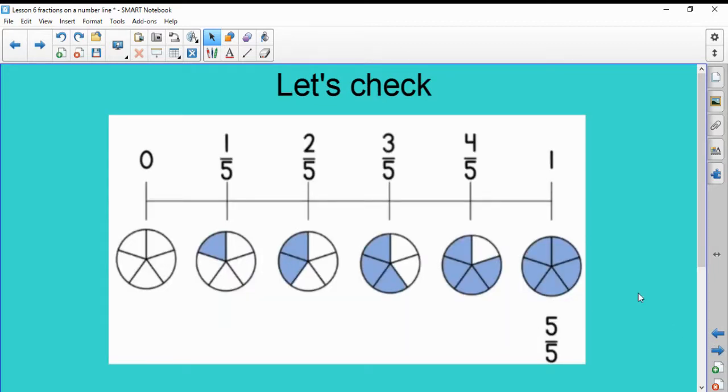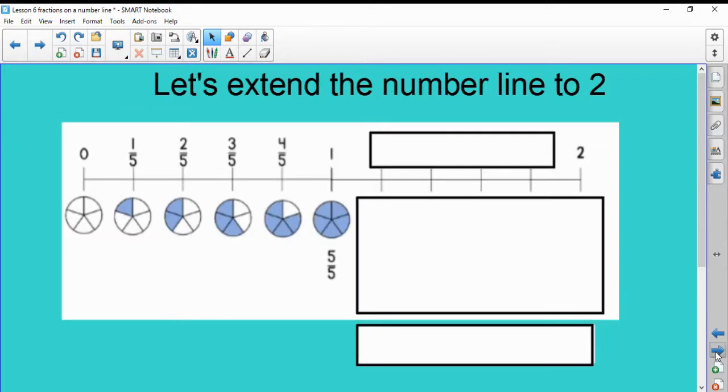Well, let's check. Yes, it was cut into 5 equal parts. And we write those in fractions: 1/5, 2/5, 3/5, 4/5, a whole. In pictures, we can draw a circle that's cut into 5 sections with 1 shaded, 2 shaded, 3 shaded, 4 shaded, and there we have 5 shaded, which is the whole one. So let's extend that number line. Let's go beyond 1 up to 2.